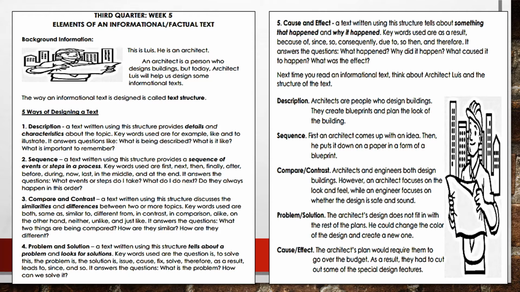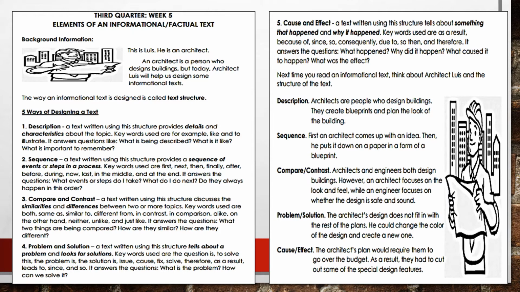Number 4, problem and solution. A text written using this structure tells about a problem and looks for solutions. Keywords used are, the question is, to solve this, the problem is, the solution is, issue, cause, fix, solve, therefore, as a result, leads to, since, and so. It answers the questions, what is the problem? How can we solve it?